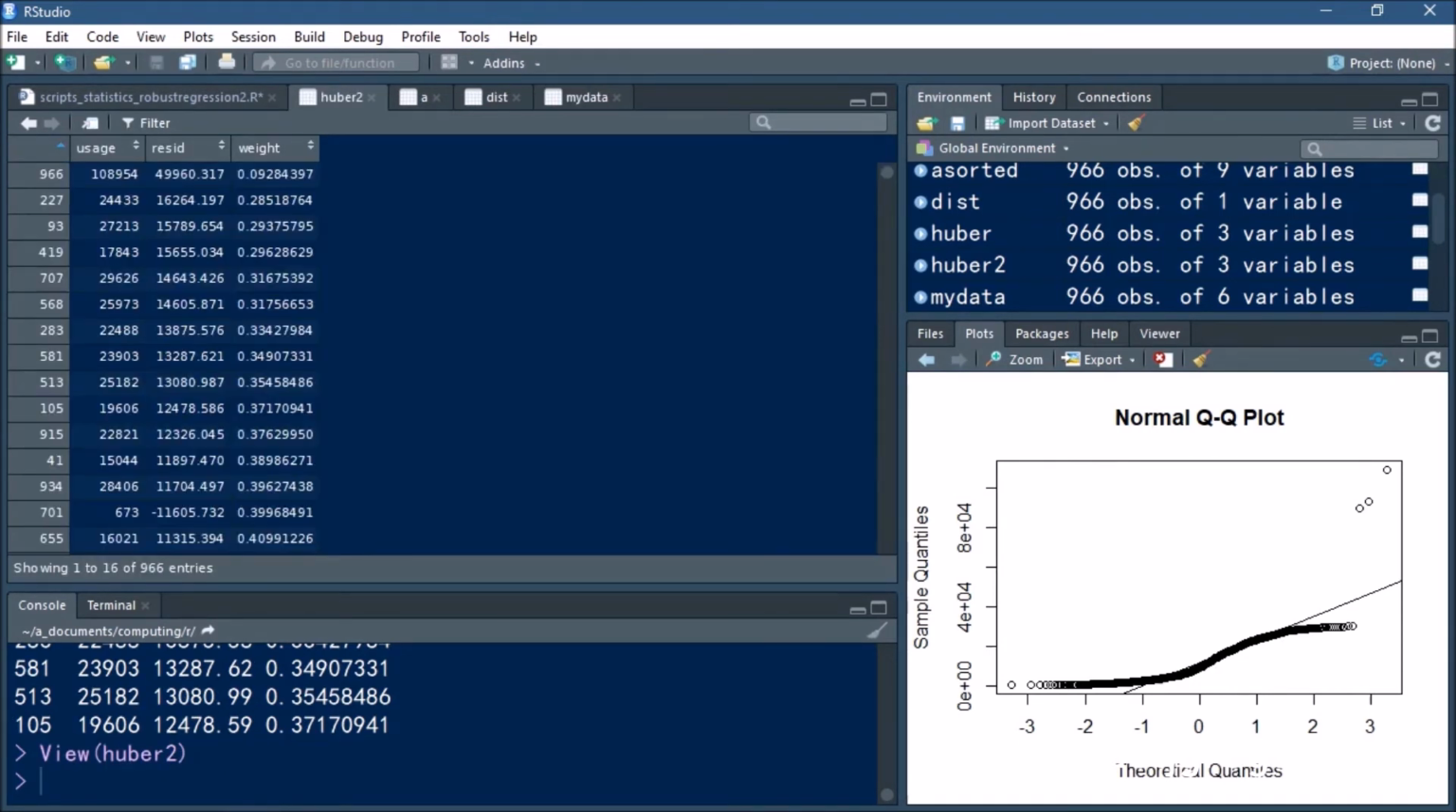If we take a look here, you can see, for example, that for the highest usage, we have the lowest weight being assigned to that. So what the regression is doing is taking outliers that are well outside of the overall sample, and it's assigning a lesser weight to them to account for the fact that they're going to skew our regression estimates.